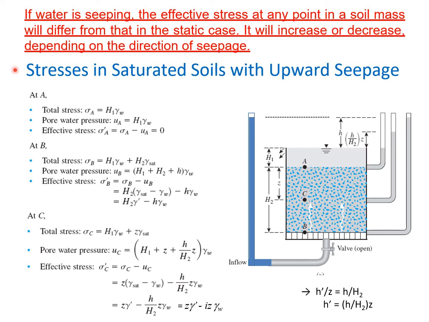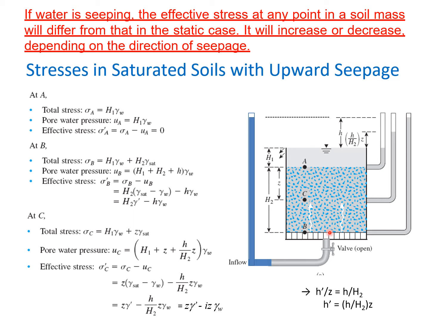So stresses in saturated soils with upward seepage, same model is there, but we are having the upward seepage. Look at that. This is the way with which we can show the upward seepage. The seepage is taking place in the upward direction. And we are having the maximum level in this piezometric tube, which is connected to the level where the point B is present. Then this level is at point C, and this one is corresponding to point A. Why is there a drop in the level? Because there is head loss in the direction of flow.